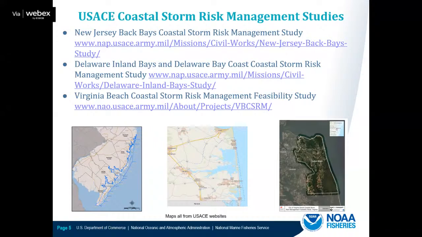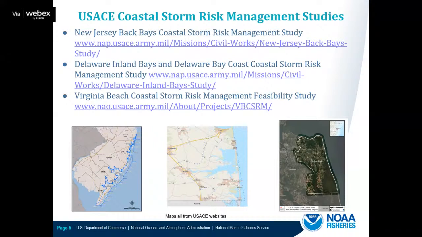A more recent study is the Delaware Inland Bays and Delaware Bay Coastal Storm Risk Management Study. It's a pretty new one. The cost share agreement or non-federal sponsor in this one is the Delaware Department of Natural Resources. So far, all that's been completed on this study is scoping. They looked at the study area and some of the issues and problems, and they've revised the scope. So now rather than looking at both the Delaware Bay and the Delaware Inland Bays, this study is going to focus on the Inland Bay area, which includes Rehoboth Bay, Indian River Bay, and Little Assawoman Bay.